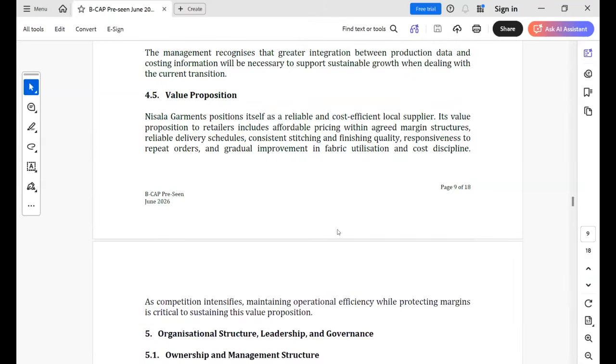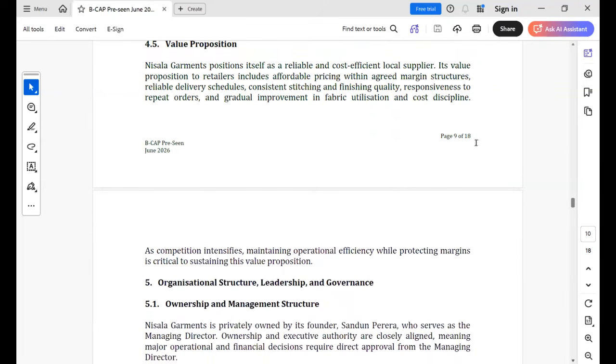Value proposition. So Nisalagama positions itself as a reliable and cost-efficient local supplier. So that's how they have positioned in the market. We call that the value proposition, right? The value proposition to retailers includes affordable pricing within the agreed margin structures, reliable delivery schedules, consistent stitching and finishing quality, responsiveness to repeat orders, and gradual improvement in fabric utilization and cost discipline. So these are the criteria based on which they have positioned in the market.